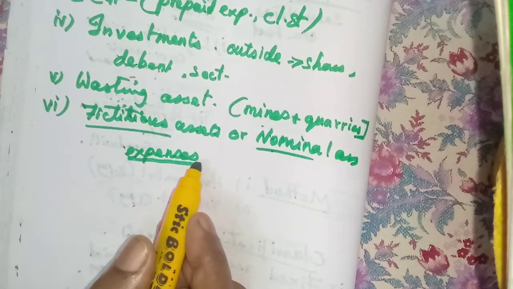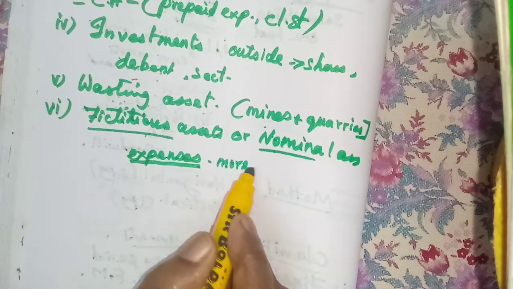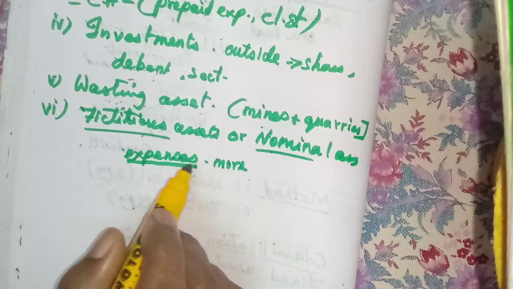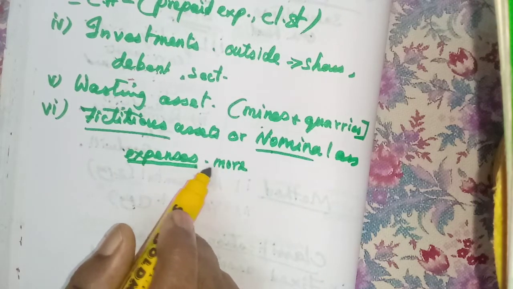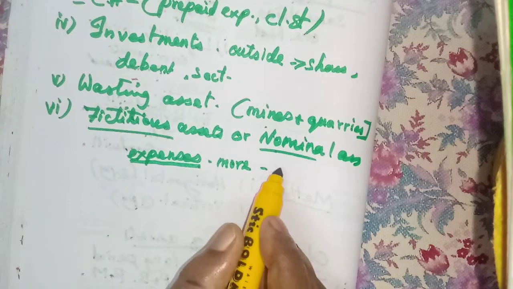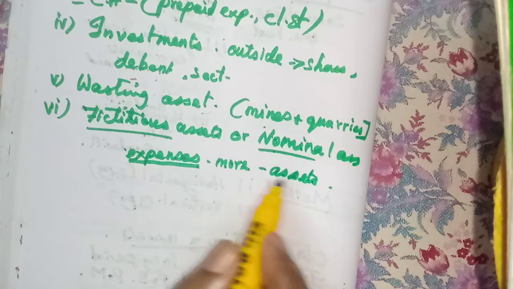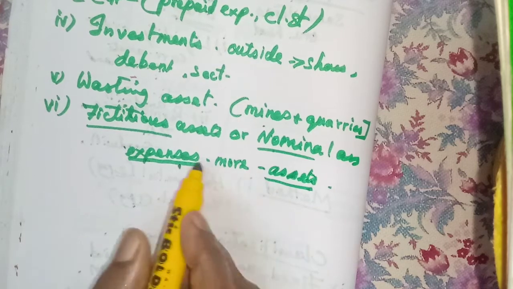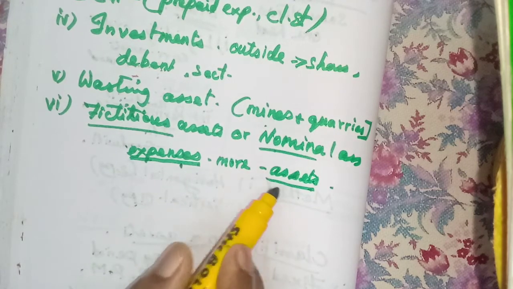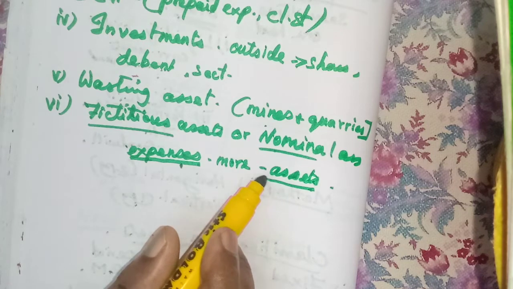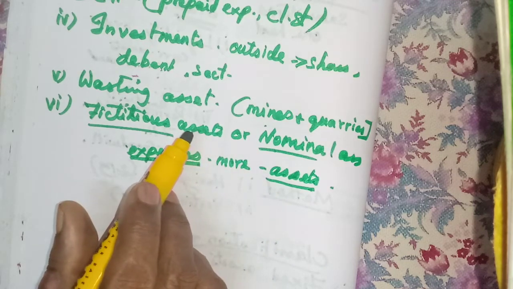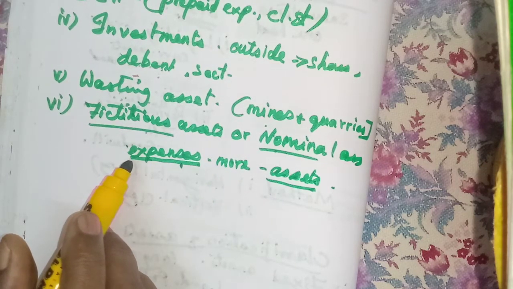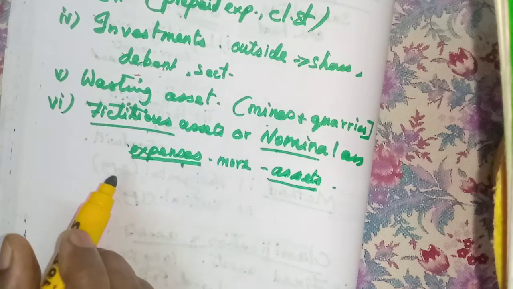See, it is an expense that we have spent more, and in one year a portion of that expense will be used. The remaining expense will be shown on the asset side, because this expense shows a debit balance, isn't it? So we should show it on the asset side till we have written it off fully. The remaining balance will be on the asset side. A portion will be written off in the profit and loss account. Okay, they are called fictitious assets or nominal assets.